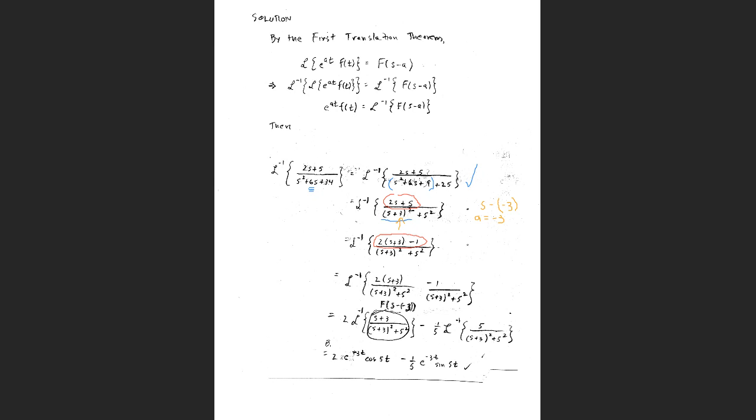And so I can rewrite this function inside the inverse Laplace transform as the difference of two fractions. The first fraction is 2 times s plus 3 divided by the denominator s plus 3 squared plus 5 squared. And the second fraction is 1 divided by that same denominator.